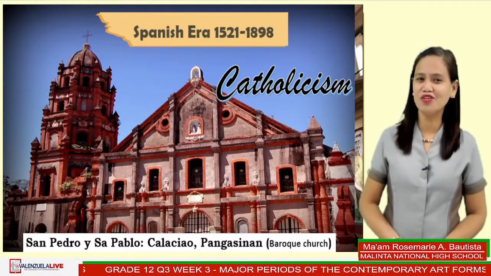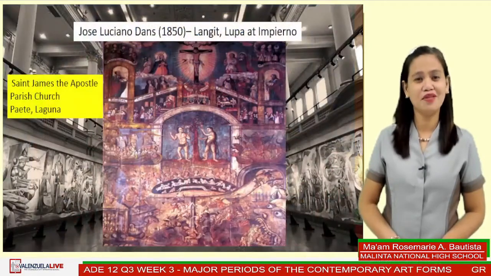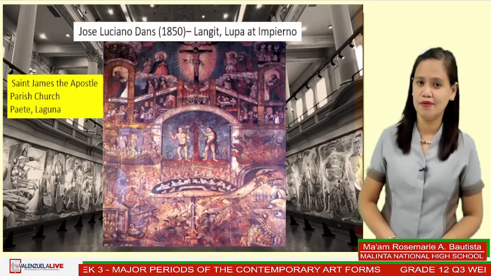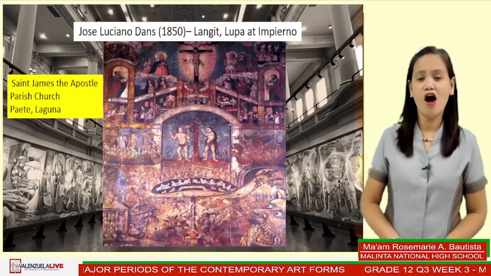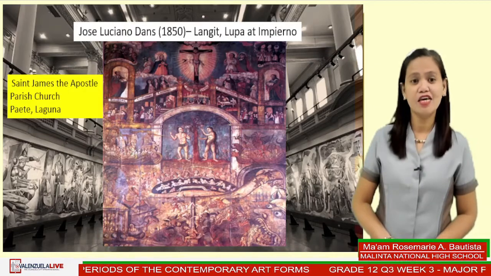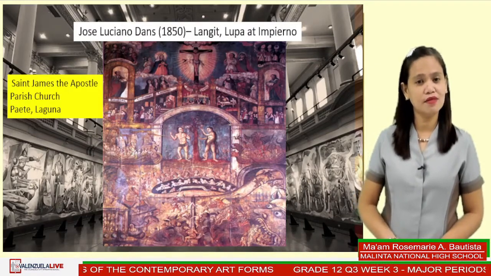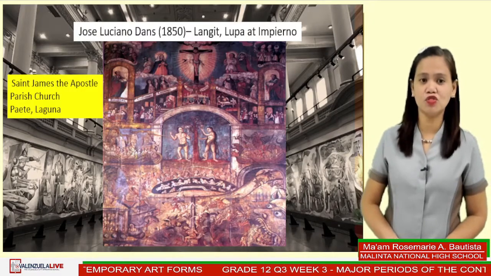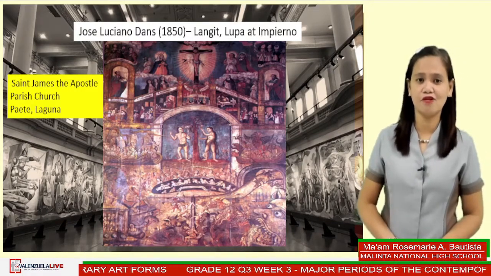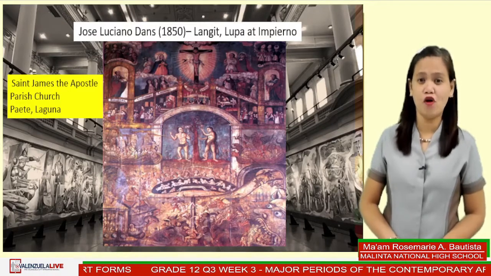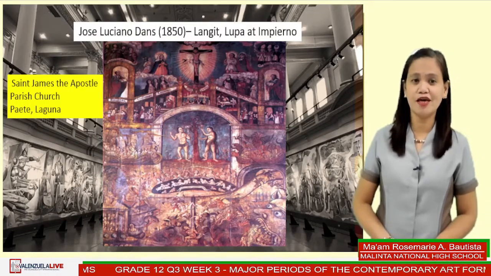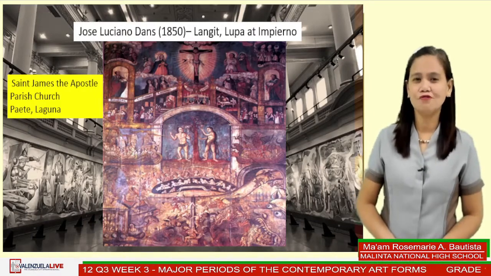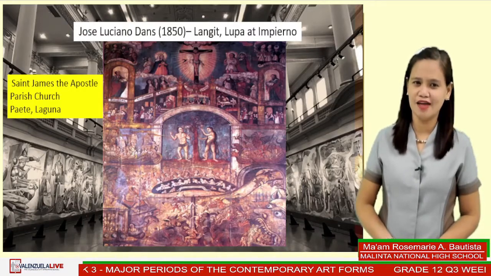The Spanish colonial art period started when the Philippines was colonized by Spaniards in 1521. During this era, art forms were primarily influenced by religion and catechism. In this time, Spaniards used arts to propagate the Catholic faith. They introduced formal paintings, sculptures, and architecture, influenced by Byzantine, Gothic, and Baroque art styles.